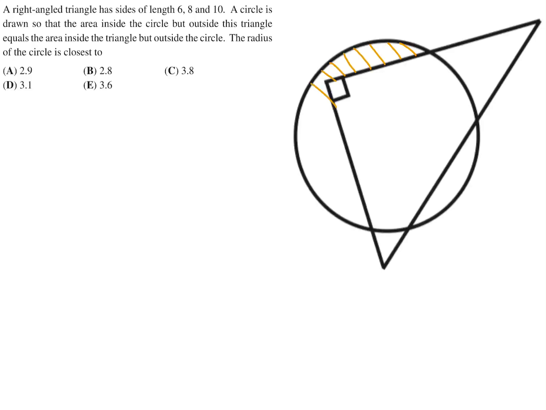So inside the circle but outside the triangle, it's this region right here. Correct? Hope you agree with me. All that I have shaded in orange. It's inside the circle but it's outside the triangle. So I'll just call that area of shaded, because I shaded it in orange. And they're saying that is equal to the area inside the triangle but outside the circle. All right? So that would be this region right here. I'll use red this time.